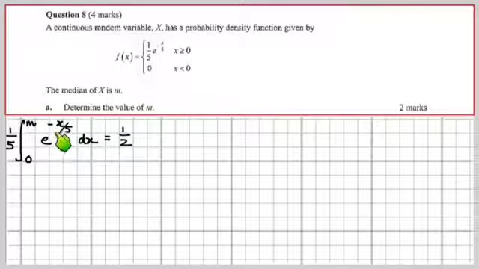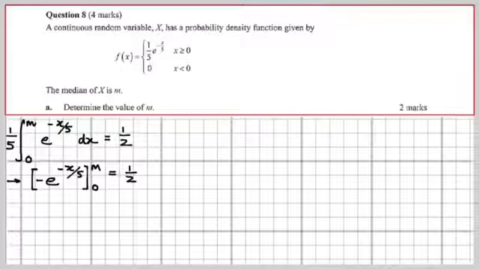We can anti-diff this thing here, and then as a definite integral, we get that. Now, remember guys, that the anti-diff of e to the minus a fifth of x, you divide by the minus a fifth, which is the same as multiplying by minus 5. So multiplying this term here by minus 5, you just get minus 1. So minus e to the minus x over 5, evaluated between 0 and m, comes to a half.